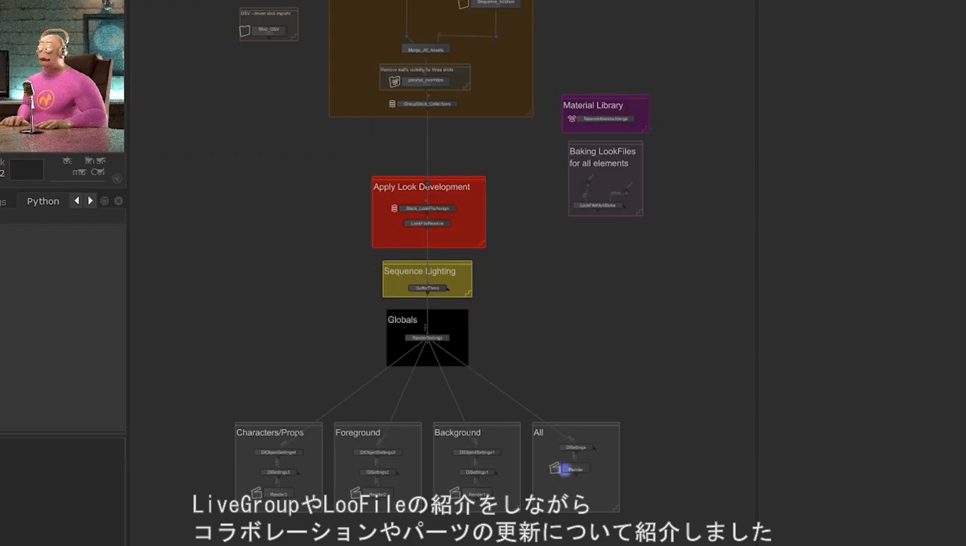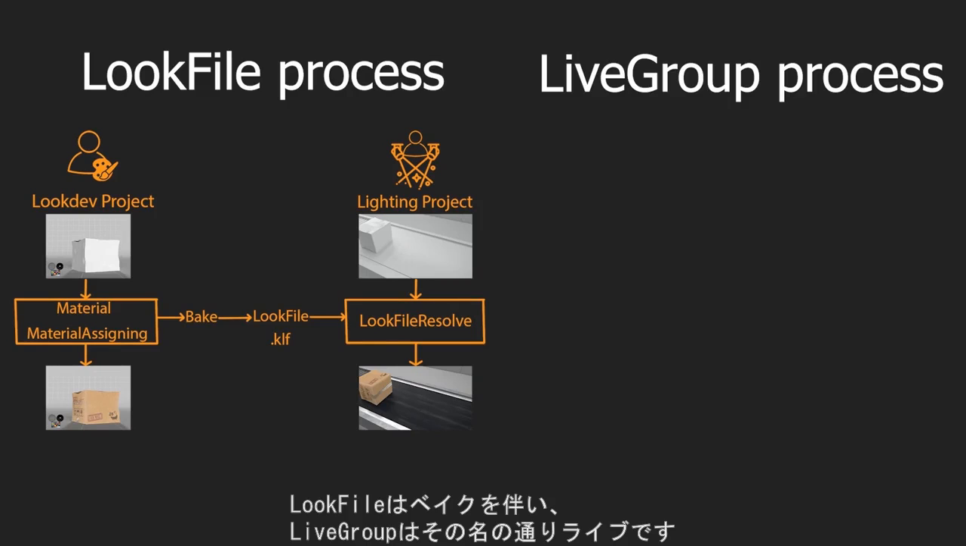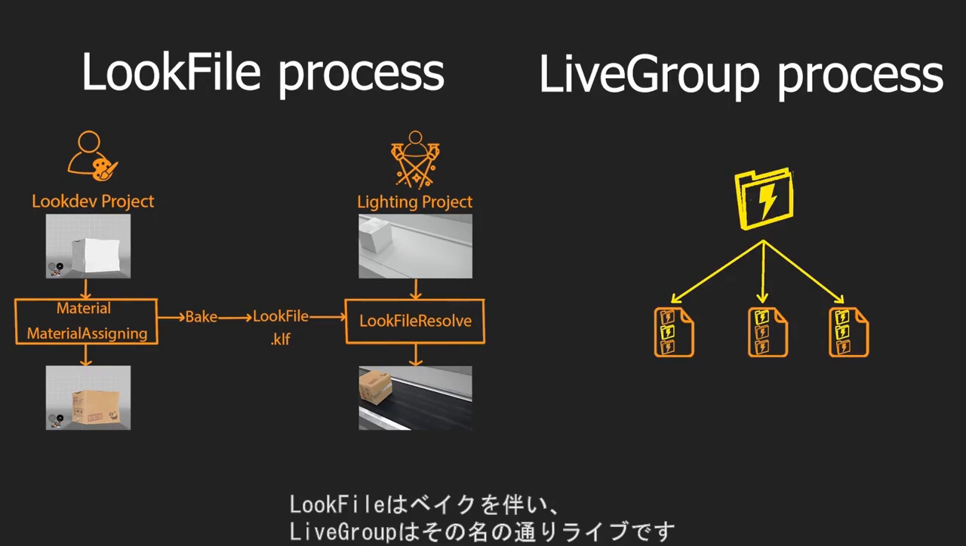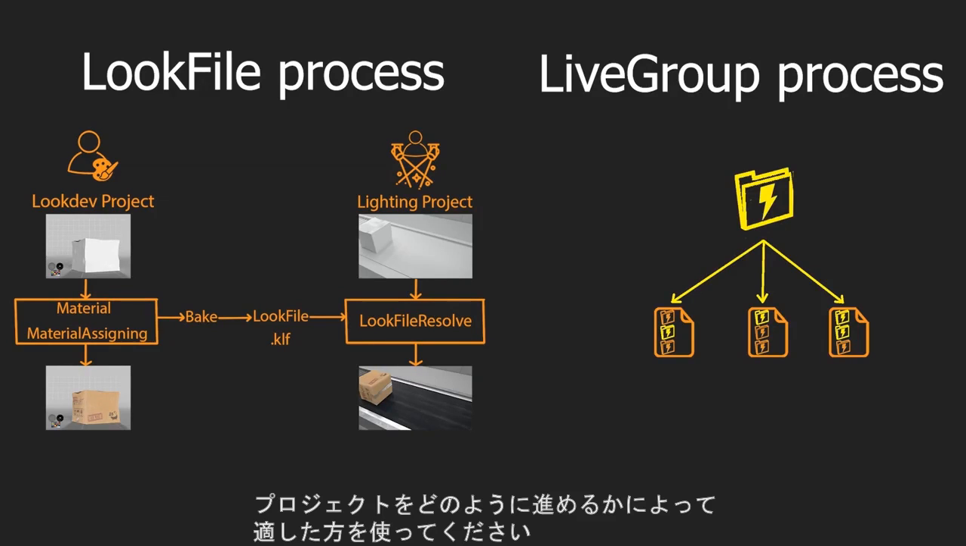We've now covered the use of LiveGroups and look files and seen its use for iterating parts of your work and working within teams. The main difference between the two is that one is a baking process, whereas the other is a live process. So depending on the complexity of your project, you can decide which works for you.